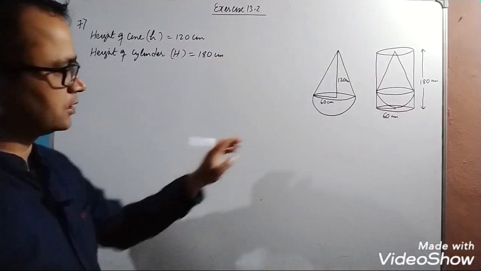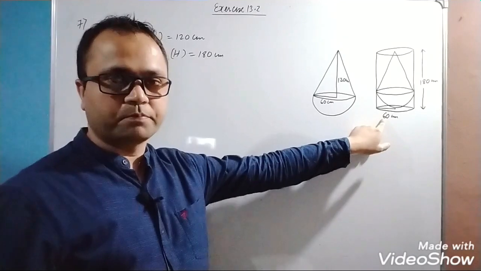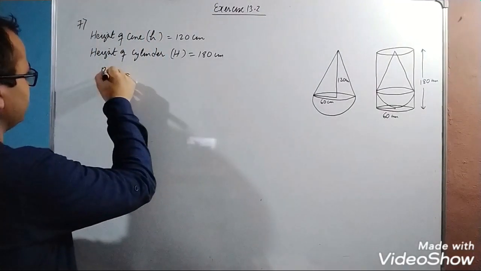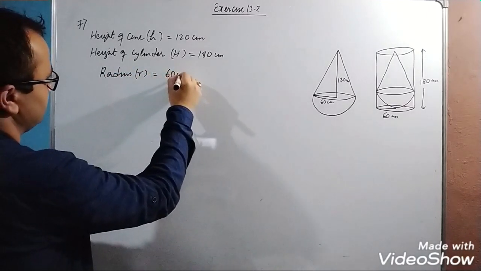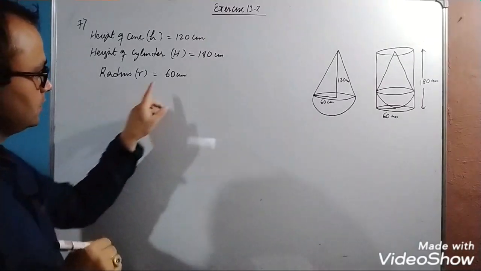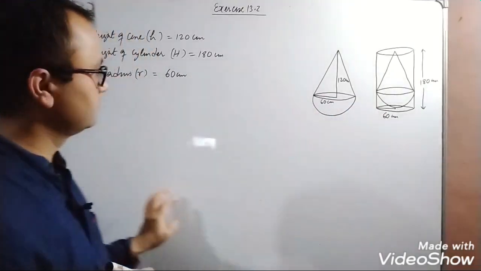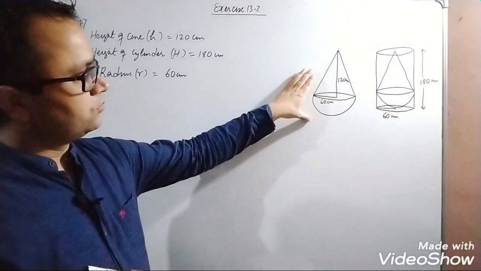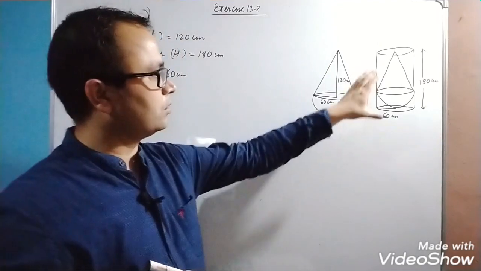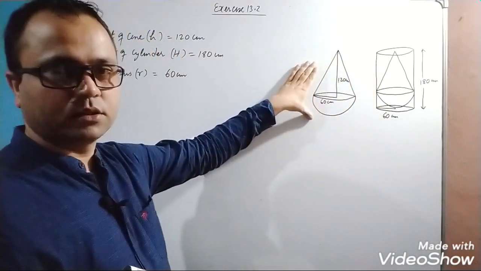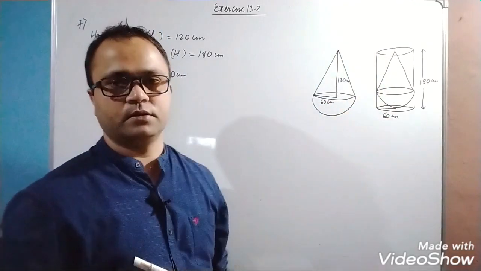Now all the radii are the same. Radius of cone is 60 centimeter, radius of hemisphere 60, radius of cylinder is also 60, which means radius R equals 60 centimeter. For calculating the volume of water left in the cylinder, we subtract the volume of the solid from the volume of the cylinder.